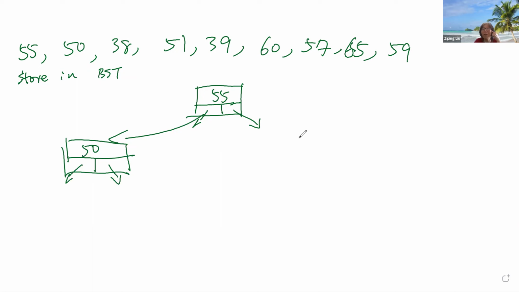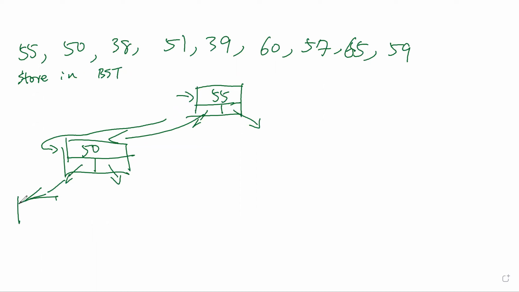And then 38, where should 38 go? So you start with 55. Go left or go to right? 38, left. Go to left. Then you see 50. When you see 50, it should go left or right? Left. So it should still go left. So here is 38, and you create a new node.